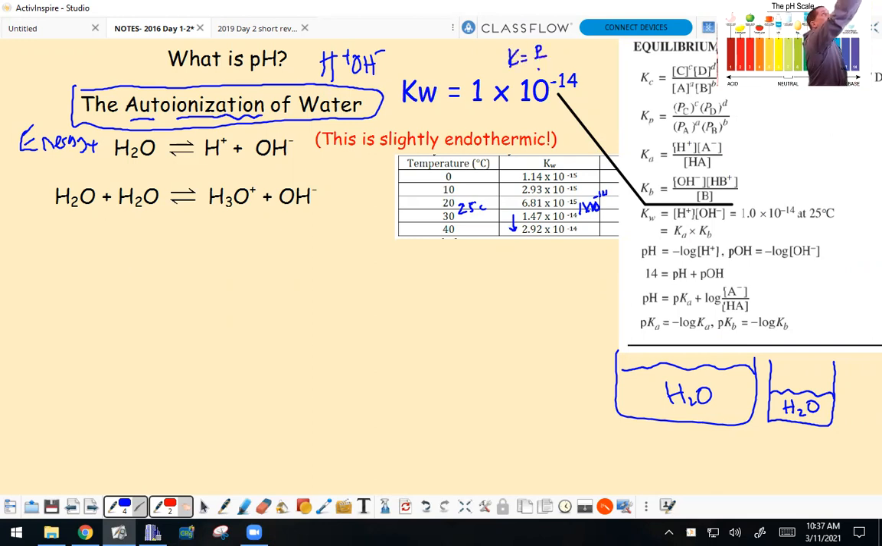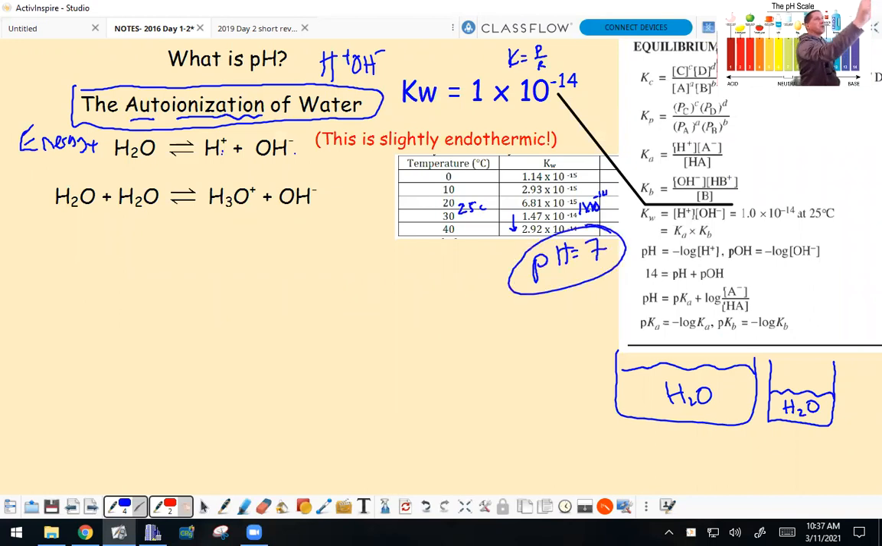Kw equals products over reactants. If the Kw is getting bigger, that means you have more products, meaning you have more hydrogen and hydroxide ions as the temperature goes up. So as you change the temperature, it also affects the pH.